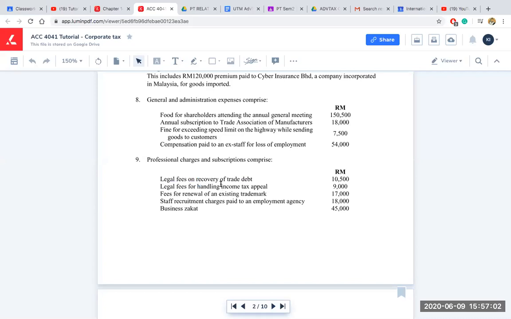Okay, then you have income tax, legal fee for handling income tax appeal. Okay, why is it income tax appeal kat sini is not allowed? Anything to do with income tax actually is not in the production of income. Why? You pay tax after income generated already. You pay tax on your profit. So means that the expenses incurred is after production of income, not in the production of income. Nampak tak?